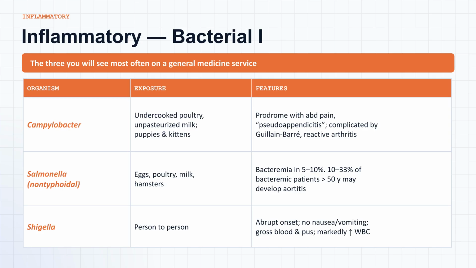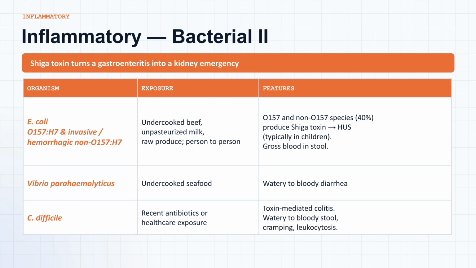One practical note: Campylobacter and Salmonella are the 2 bacterial causes you will meet most often on a general medicine service. Next group. Shiga toxin-producing Escherichia coli includes O157:H7 and the invasive or hemorrhagic non-O157 strains. Exposures are undercooked beef, unpasteurized milk, raw produce, and person-to-person spread. 40% of the non-O157 strains also make Shiga toxin, which can cause hemolytic uremic syndrome, typically in children. Gross blood is the rule.